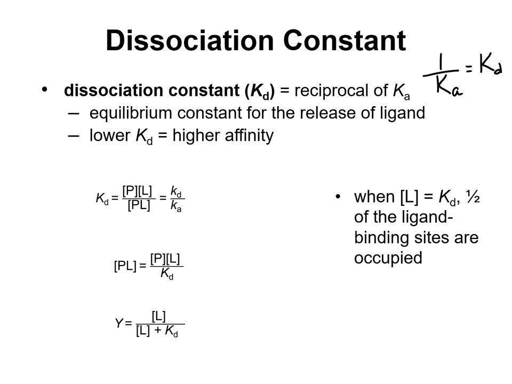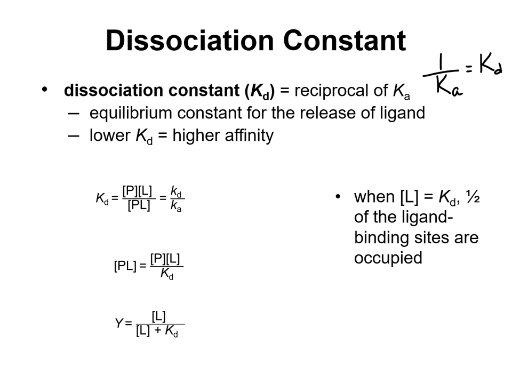This is the equilibrium constant for the release of ligand. So for this, if you have a lower Kd, then that means that you have a higher affinity. Two ways to say the same thing.